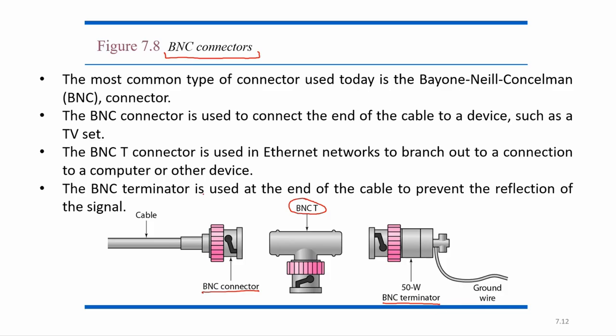The BNC terminator is used at the end of the cable to prevent the reflection of signals. If it is kept open, there will be a reflection of signals, which can create a noise effect on the signal. That's why it should be grounded. So that is the use of BNC terminators.